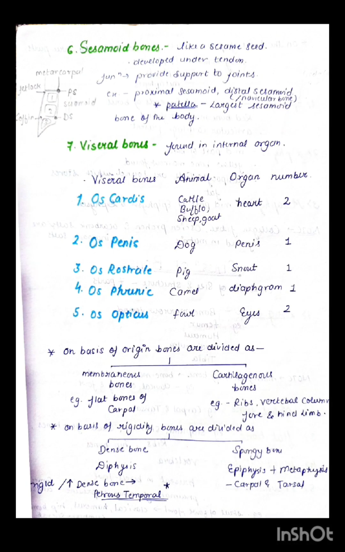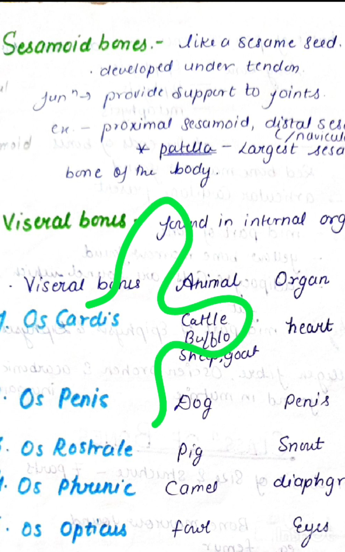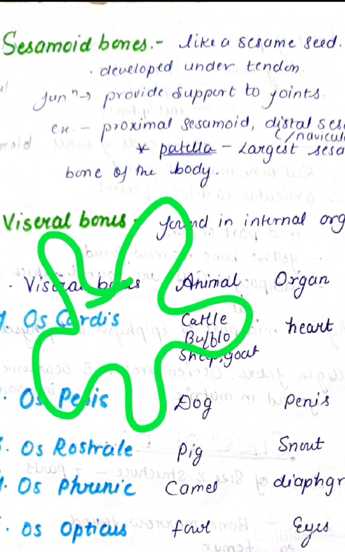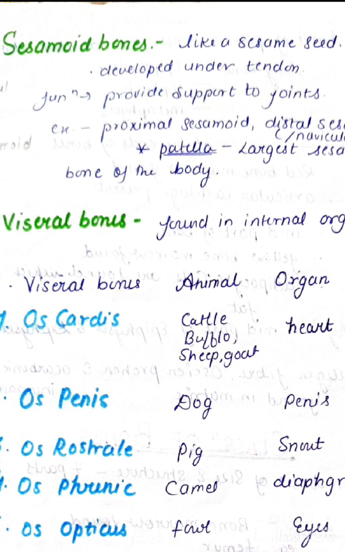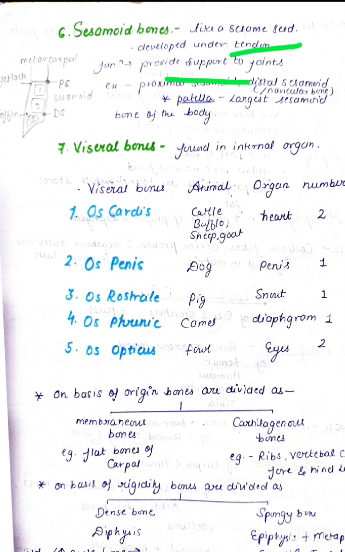The sixth one was sesamoid bones. Sesamoid bones are those bones which are irregular in shape. These mainly include our patella. There is a plant known as sesame, and its seed structure looks irregular in shape, so scientists named them sesamoid bones. They are developed under the tendon. Their function is to provide support to the joints.